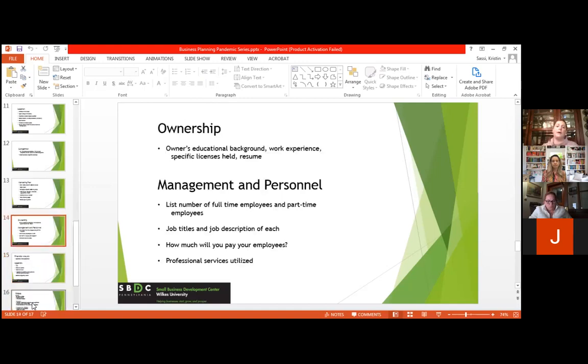Ownership. This is going to be everything about the owner of the business. So your educational background, work experience, specific licenses. If you have a resume as the owner of the business, you could bypass this section and just say, see appendix for resume, and you would put the resume into the appendix of your business plan.